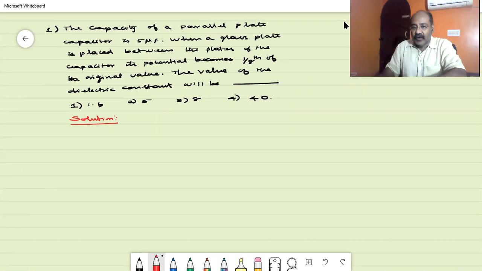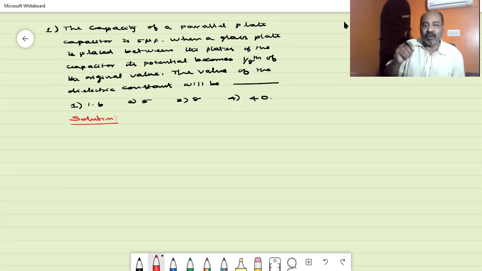Today we will be seeing the questions from capacitors regarding the competitive examinations, and one of the questions is here. Let's go through the question. The capacity of a parallel plate capacitor is 5 microfarad. When a glass plate is placed in between the two plates of the capacitor, its potential becomes 1 by 8 of its original value. The value of the dielectric constant will be.